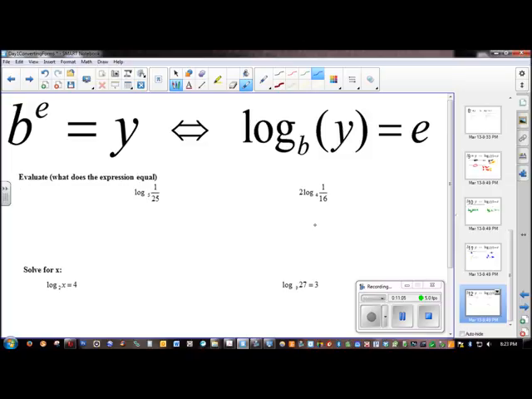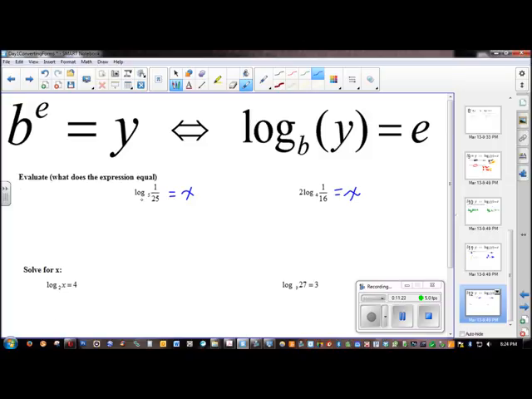Okay, we're going to do some evaluation. We've got this expression, log base 5 of 1/25. And I had showed you that yesterday. You wouldn't have any idea what to do with it. Well, we really don't know what it equals. So let's say it equals x. Same thing here. We don't know what it equals yet. So let's say it equals x.